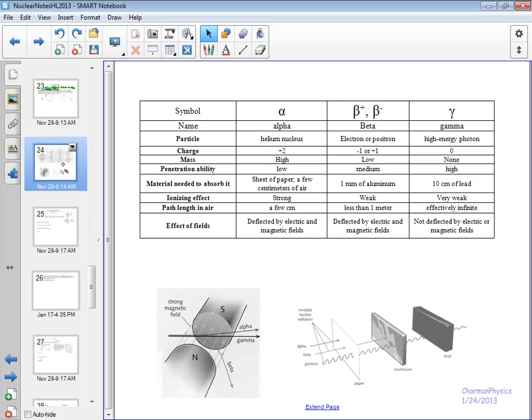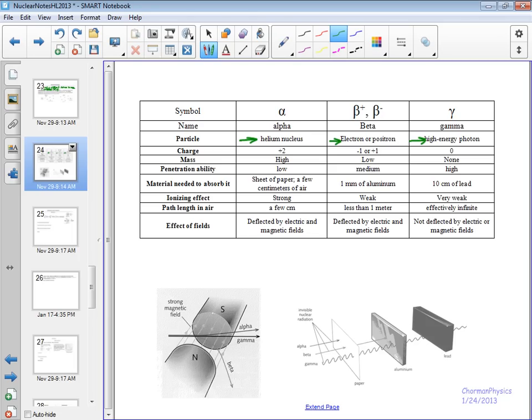So from before, we saw that there are three different types of ionizing radiation you have to know about: alpha, beta, and gamma. An alpha particle is a helium nucleus. It's 2 protons and 2 neutrons. A beta particle is an electron or positron, depending on which type. And a gamma particle is just a very, very high energy photon.